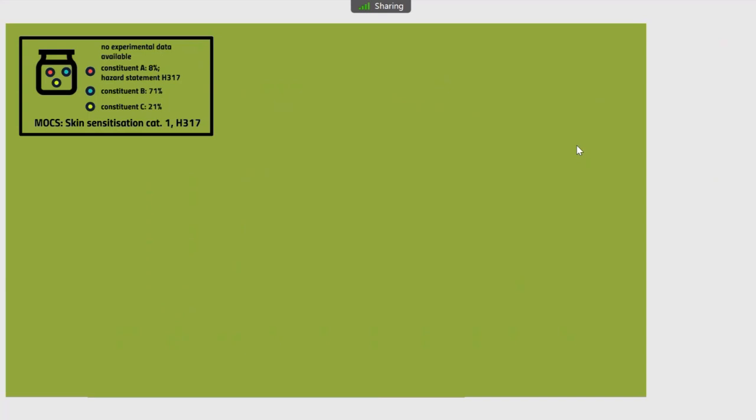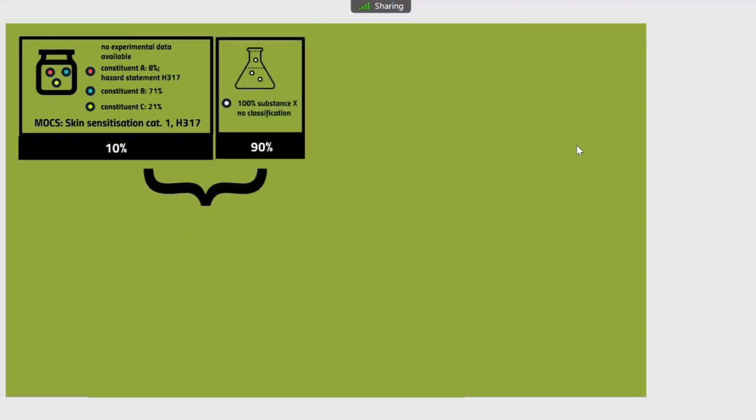For example, we have a MOCS and we are only going to look at the skin sensitization classification. For this MOCS, we don't have any experimental data, and the MOCS consists of 3 different constituents. For 8%, it consists of constituent A that has the hazard statement skin sensitization, while the other 2 constituents do not. We will add this MOCS for 10% in a product, and for 90%, we add another substance that does not have any classification.